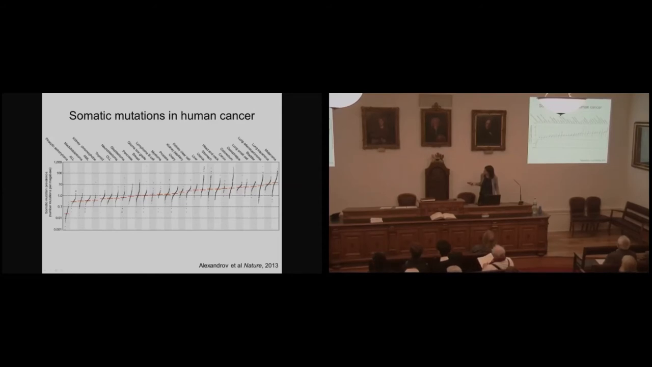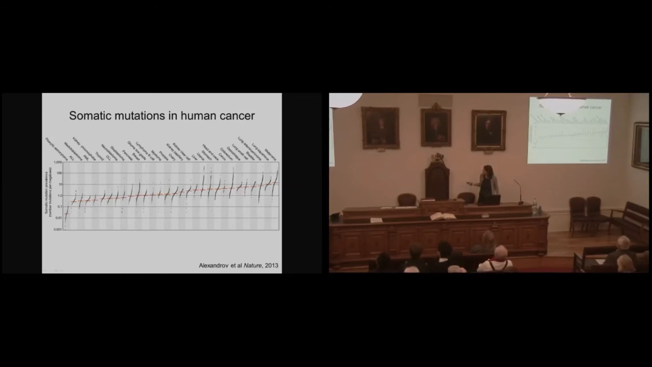This is a log scale here, so it goes from about 10 or so mutations to about 100,000 mutations up here. And what you can see is there's a massive range in the numbers of mutations across different human cancers, which is quite interesting. And it's particularly interesting when you look at how many mutations different types of cancers have.